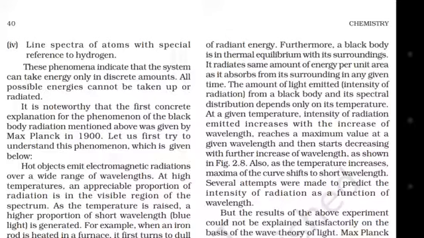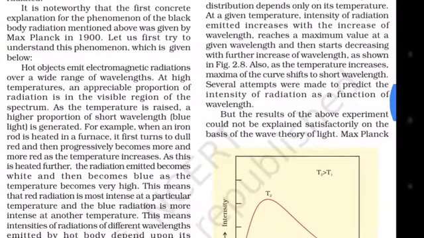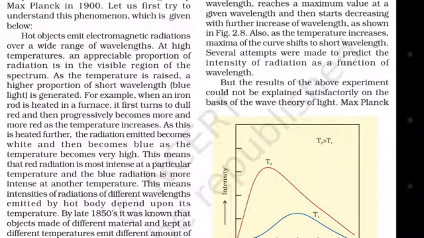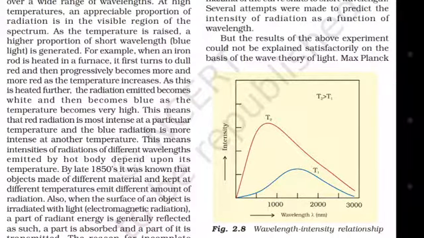Hot objects emit electromagnetic radiation over a wide range of wavelengths at high temperatures. An appreciable portion of radiation is in the visible region of the spectrum. As the temperature is raised, a higher proportion of short wavelength blue light is generated. For example, when an iron rod is heated in a furnace, it first turns dull red and then progressively becomes more and more red as the temperature increases. As it is heated further, the radiation emitted becomes white and then becomes blue as the temperature becomes very high.